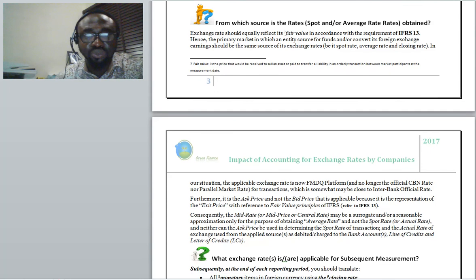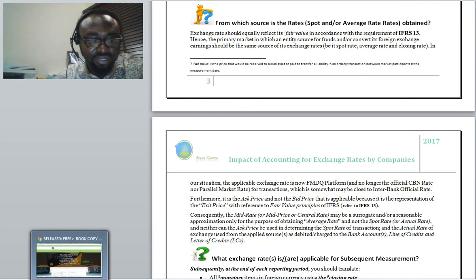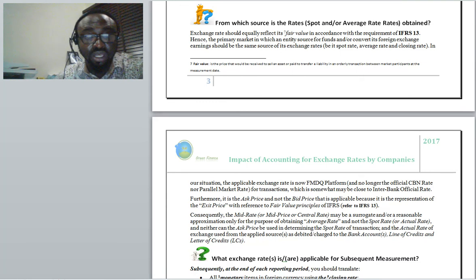Now we'll move further to an interesting aspect of the question, and that borders on from which source is the exchange rate obtained? That is, from which source do we obtain the spot rates or the average rates? Now, today, the Nigerian experience is a dismal experience and also a rare situation. The Nigerian situation has probably not been experienced to this degree.